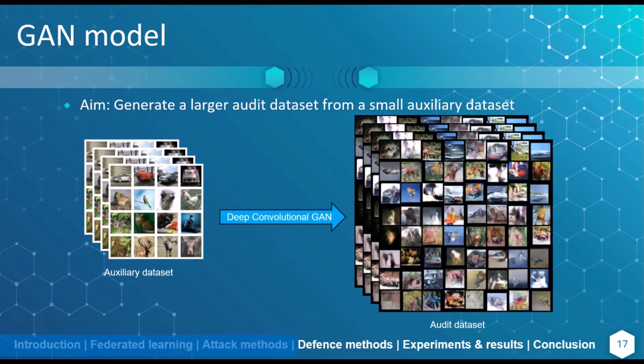So, the first component is the GAN model, which researchers have shown has promising performance in generating high-quality fake images that look genuine. The use of a GAN model is to generate a larger audit dataset from the small auxiliary dataset to audit the test accuracy of each participant's model updates.